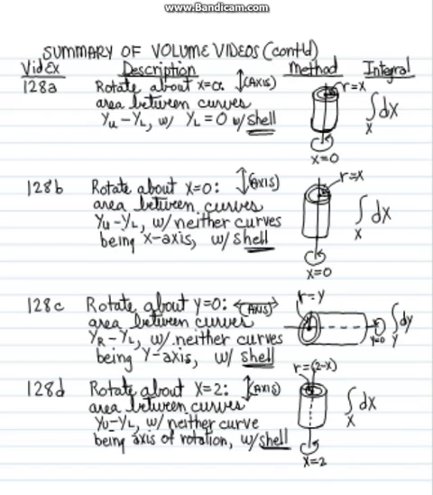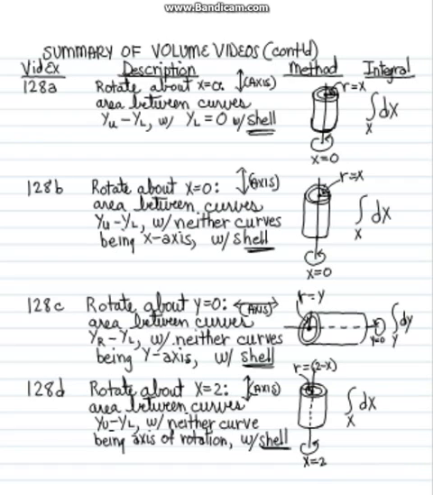And our last example for the shell method, 128D, we saw in that video where we were asked to rotate about the line x equals 2. X equals 2 is back to a vertical axis. It's a little different than the first two examples because it's not x equals 0. It's not the y-axis. It's off the y-axis. Nevertheless, it is a vertical axis of rotation.